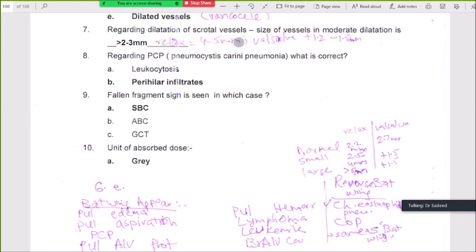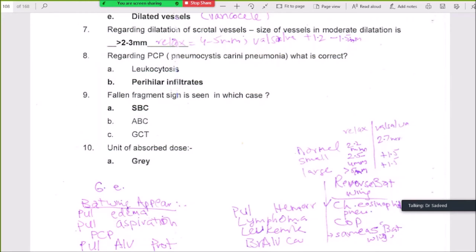The current dilatation of scrotal vessel, size of vessel in moderate dilatation is greater than 2 to 3 mm. In relaxation, it is 4 to 5 mm. And on Valsalva it is 1.2 to 1.5 mm plus what it was on relaxation. In moderate dilatation, size of vessel in varicocele is greater than 2.3 mm.